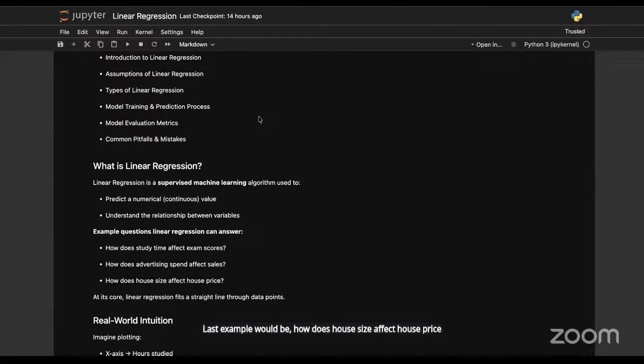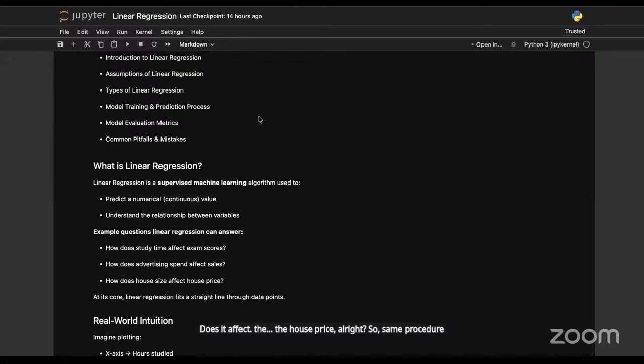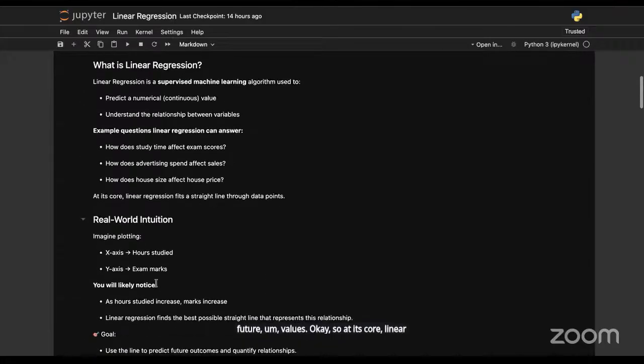If the house is bigger, does it affect the house price? All right, so same procedure: understand the relationship between the two variables, and once you have discovered whether that relationship is linear, then we can use linear regression to predict future values. At its core, linear regression fits a straight line through data points.